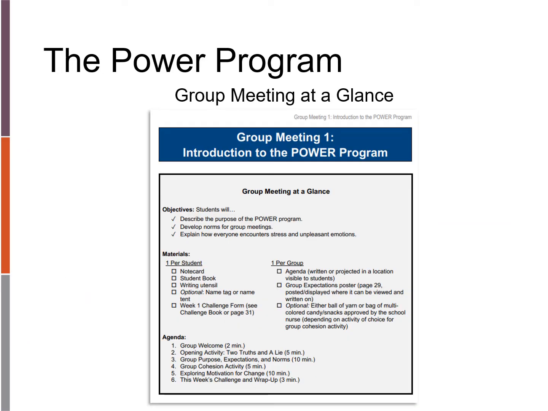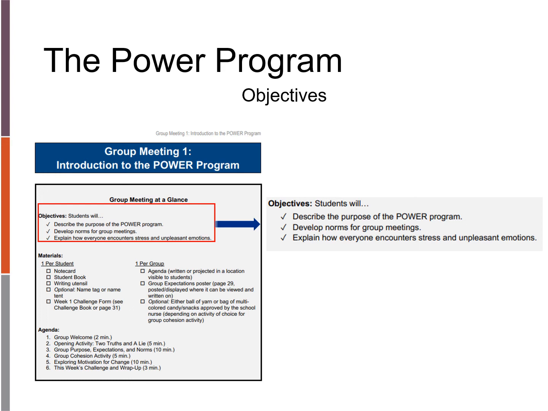At the beginning of every group meeting, the implementation manual includes a group meeting at a glance overview for the implementer. In the group meeting at a glance, there are objectives listed so you can quickly recall the purpose of each group meeting and what students are supposed to learn and/or do that day.